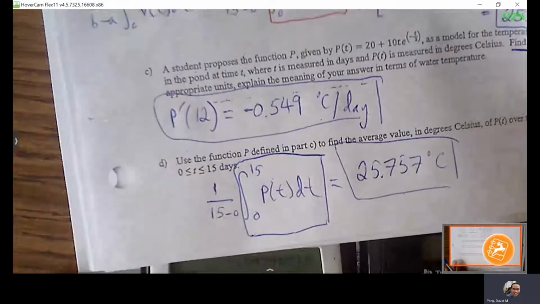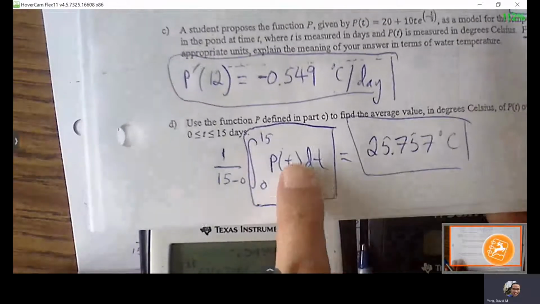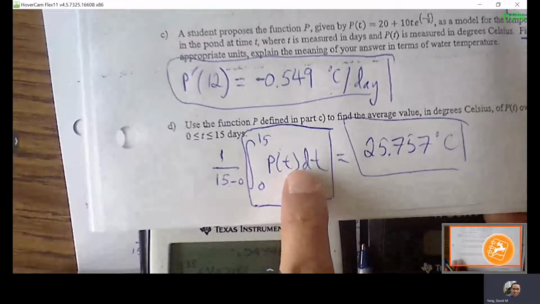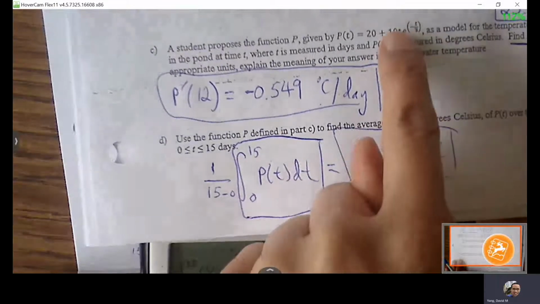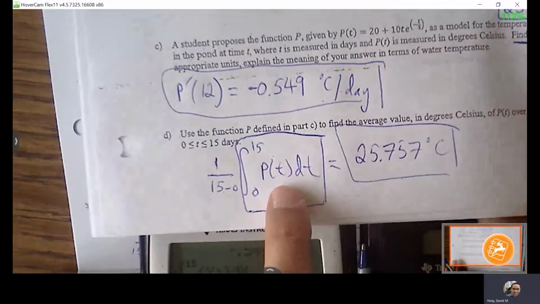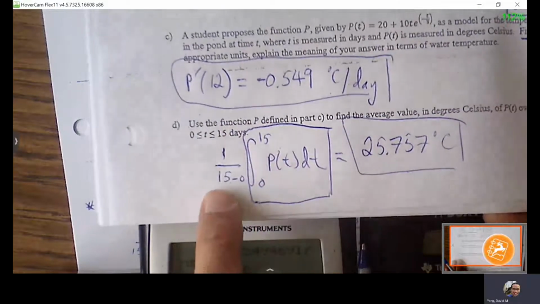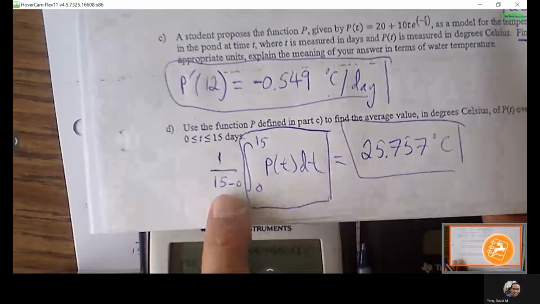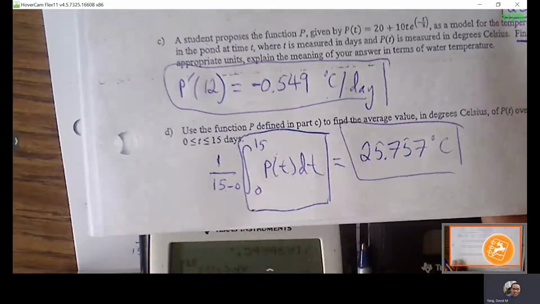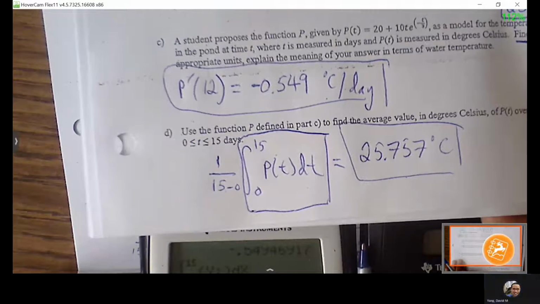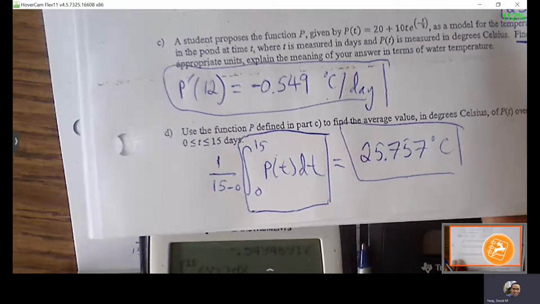The reason why, okay, you're making a good point here. This integral is going to change this P of T from temperature to degrees Celsius squared, right? But then you're dividing by 15. So as you divide by 15, it's going to bring it back to the notation for P of T.